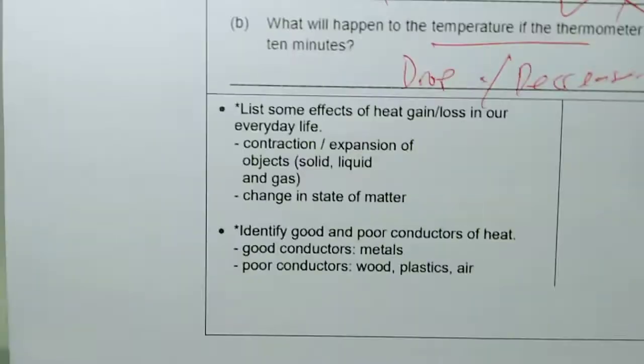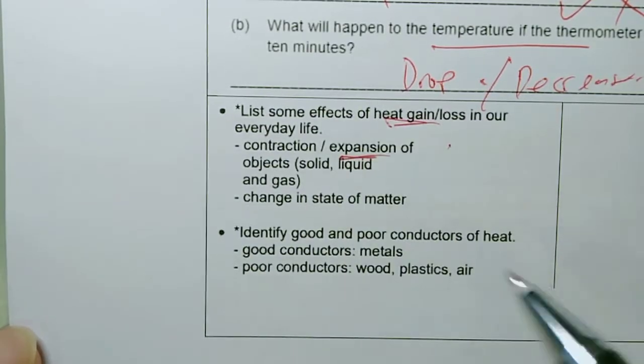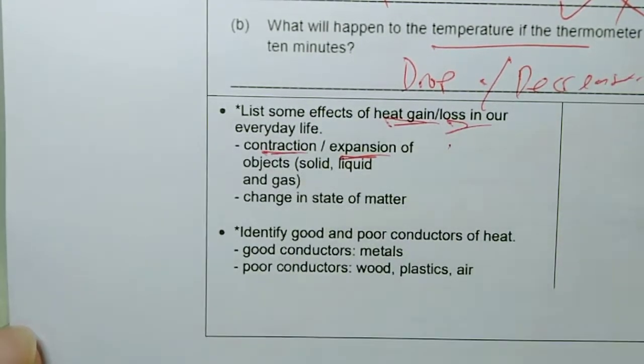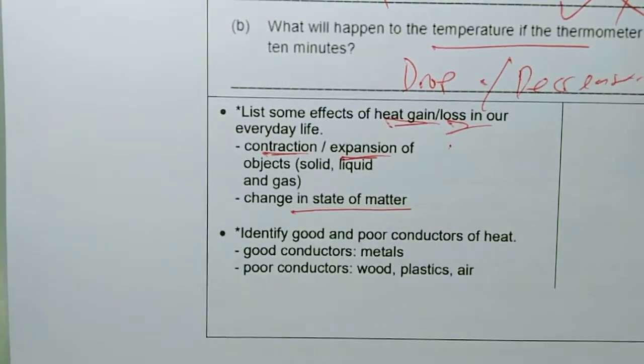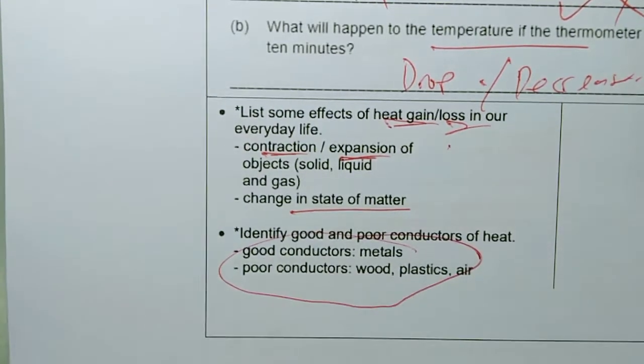You must also know the effects of heat gain and heat loss. When something gains heat, it will expand. Something loses heat, it will contract. And of course, when something gains heat, it can also change in the state, like from solid to liquid, liquid to gas. When something loses heat, it can change from gas to liquid, liquid to solid. And identify good and poor conductors of heat.